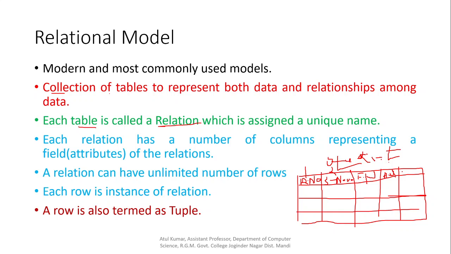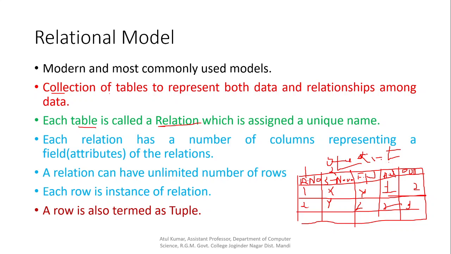And the fifth attribute is date of birth, DOB. Suppose the first roll number is 1, student name is X, father name is Y, date of birth is 1, and address is 1. The second roll number is 2, the student name is Y, father name is Z, address is 2, and date of birth is 3. I'm just filling in dummy values.